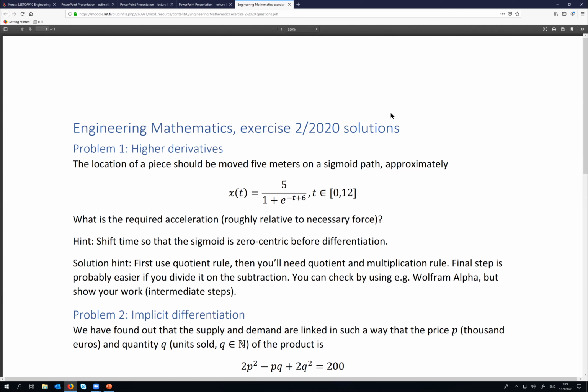And one thing, of course, you can right away put that 5 out of the differential mark, so 5 times the differential of 1 over 1 plus e to the power of minus t. So 1 over 1 plus e to the power of minus t is the sigmoid function. There are a few different equivalent ways of writing this. For example, e to the power of t divided by 1 plus e to the power of t is also one, but that, in my opinion, is harder to differentiate.